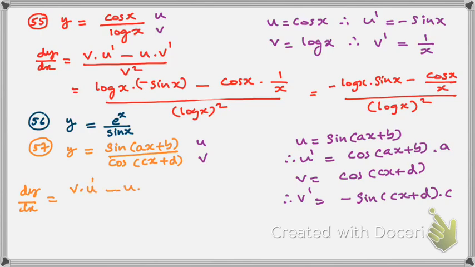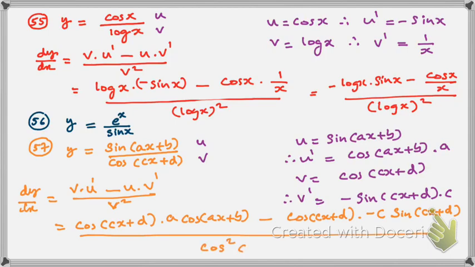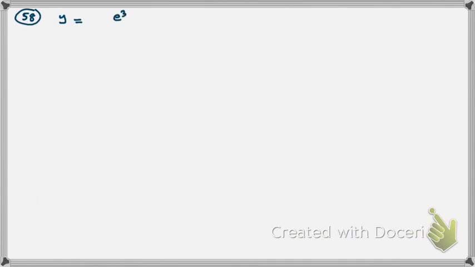So, dy by dx is v into u dash minus u into v dash by v square. U and u dash, v and v dash, everything is ready with us, sub it in. So, v into u dash minus u into v dash by v squared. This is for homework.